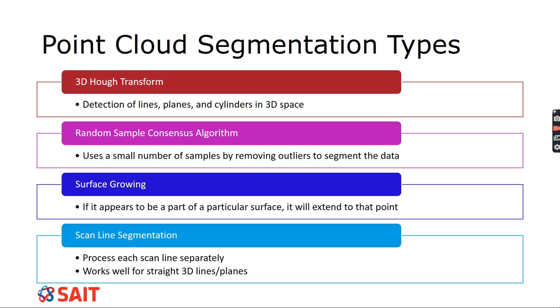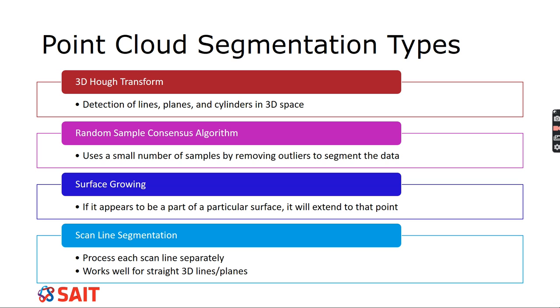So we have 4 different kinds of point cloud segmentation. We've got the 3D Hough transform, we have the random sample consensus algorithm, RANSAC, we have surface growing, and we have scanline segmentation. The 3D Hough transform is really, really helpful for determining lines, planes, and cylinders in a 3D space. Cyclone uses it, same with RANSAC as well. It uses that in another way.